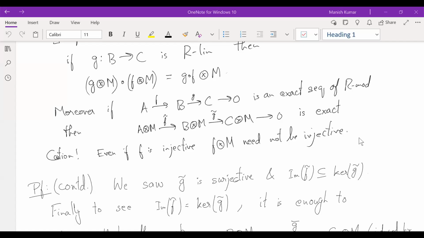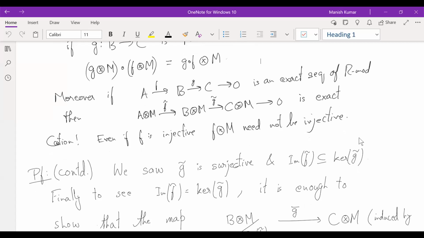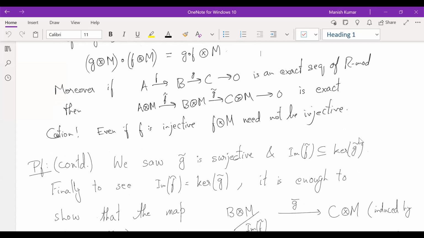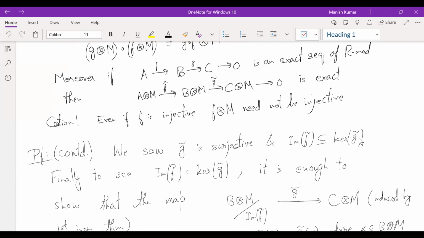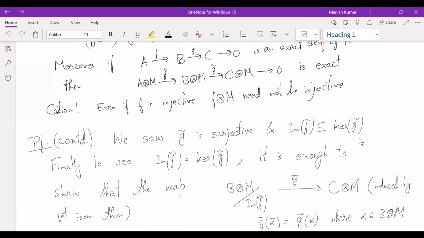Okay. So last time we showed that G tilde is surjective and the image of F tilde is contained in the kernel of G tilde. This inclusion tells us that, by the first isomorphism theorem, G tilde induces a map, which we denote by G bar, from B tensor M mod image F tilde to C tensor M. So this will be an equality, that is, image F tilde is equal to kernel G tilde, if and only if G bar is an isomorphism, right?